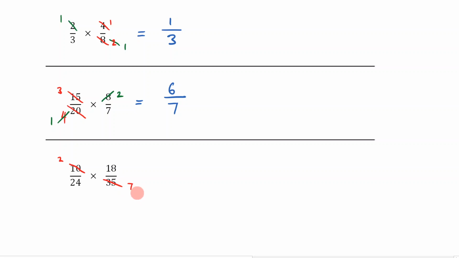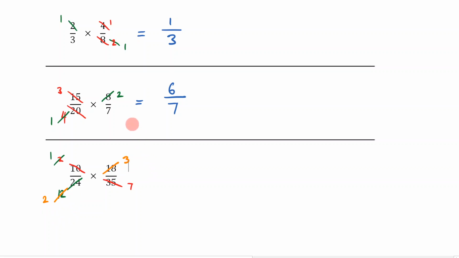Good. Is there anything else I can simplify here? Well, 18 and 7, that doesn't simplify. But 2 and 24 does. So I'm simplifying vertically here. 2 divided by 2 is 1. 24 divided by 2 is 12. Ooh, I can simplify again. Look, I've got 12 and 18. This is madness. I can simplify this way. Both of these are divisible by 6. 12 divided by 6 is 2. And 18 divided by 6 is 3.